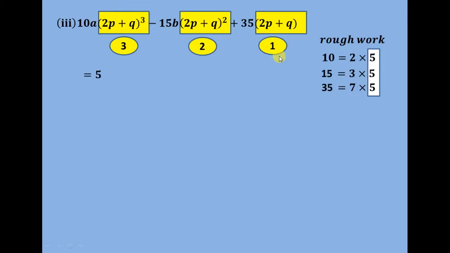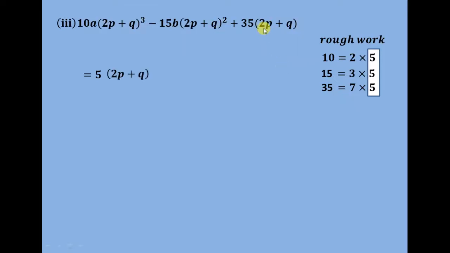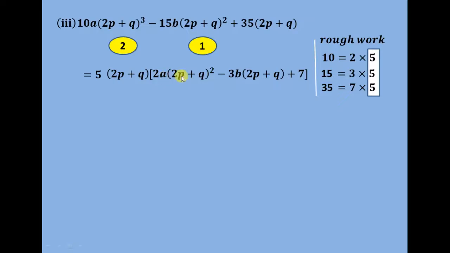So we'll take the small power out. So 2p plus q will come out. As soon as 2p plus q comes out, its power becomes 2, and the other becomes 1. Now 5 is already out. So 2a into 2p plus q square, minus, here 15, 5 is already there, so 3b into 2p plus q, and plus 7 is already there.